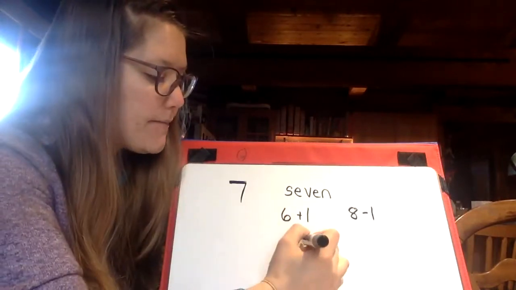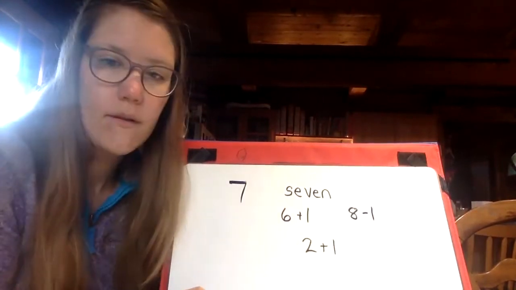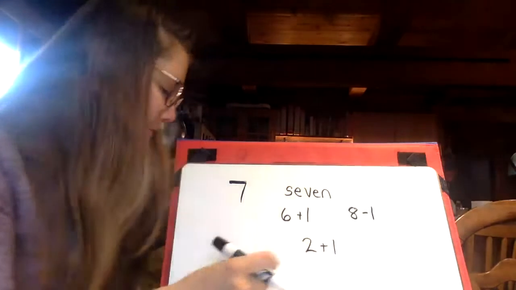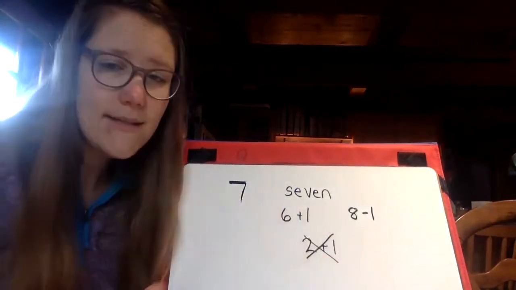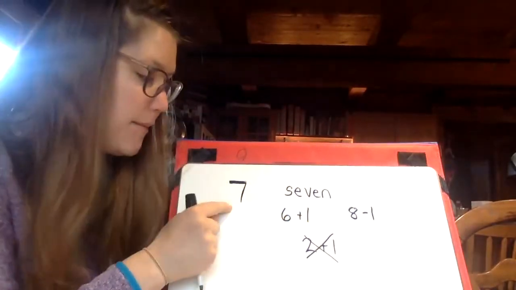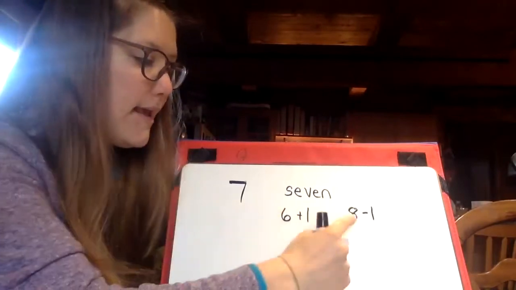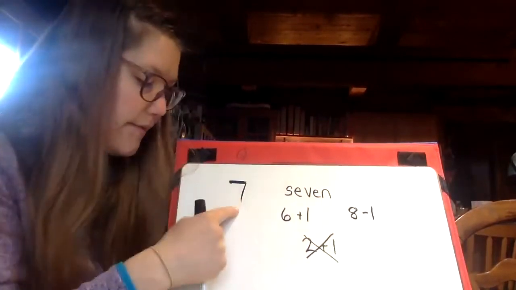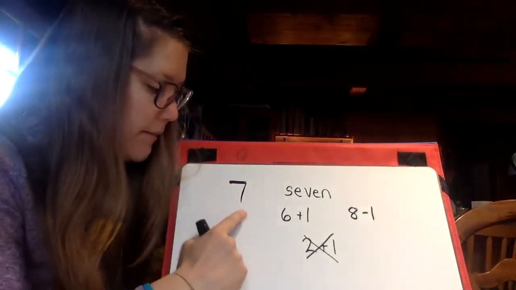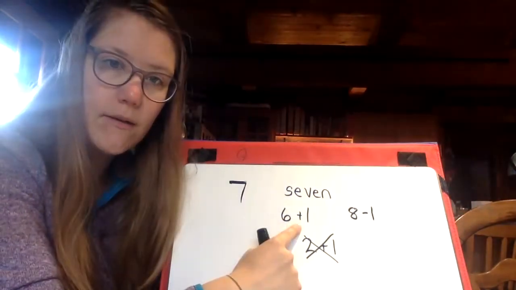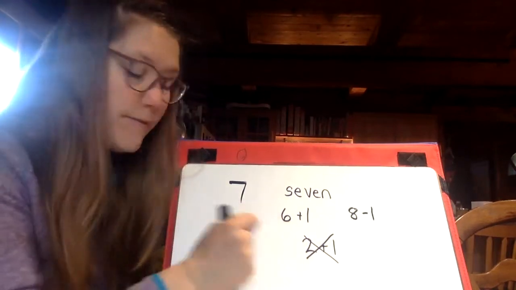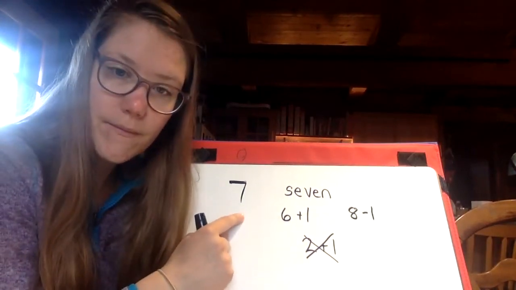So if I had 2 plus 1, would that equal 7? No, that one doesn't belong. It doesn't equal 7. It doesn't mean the same thing. 6 plus 1 means the same thing as 7 because it equals 7. 8 minus 1 means the same thing as 7 because it equals 7. Okay? Just like if I had up here Samantha and I put Mrs. Hutchins down here, they look different, but they mean the same person. These look different, but they mean the same number.